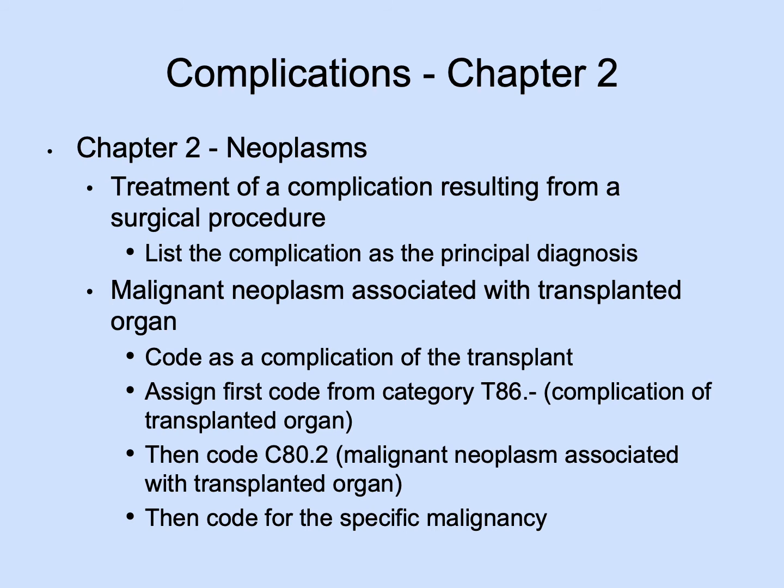So malignant neoplasm associated with transplanted organs. So transplant took place, the transplanted organ is found to be cancerous. Code it as a complication of the transplant. Assign first a code from category T86, then code for the malignancy, C80.2, malignant neoplasm associated with transplanted organ, then the specific malignancy.